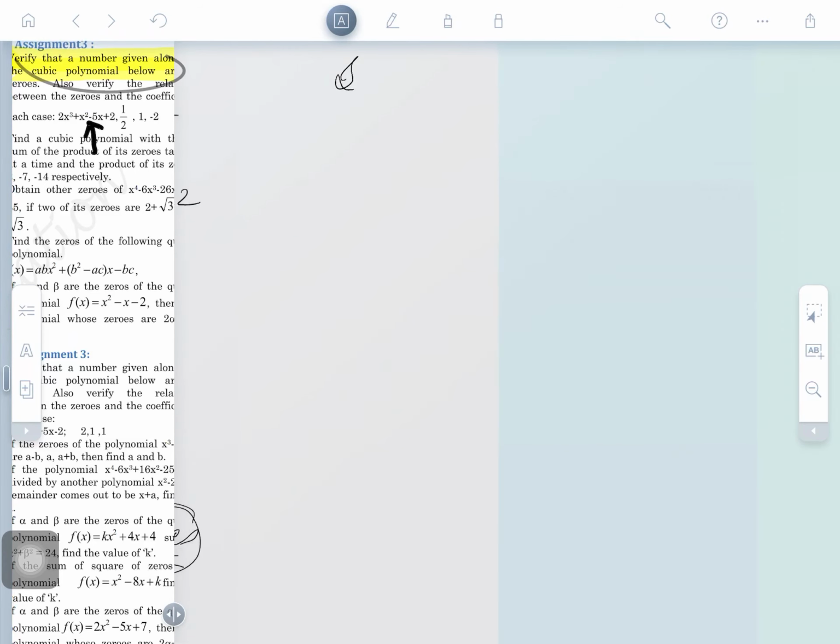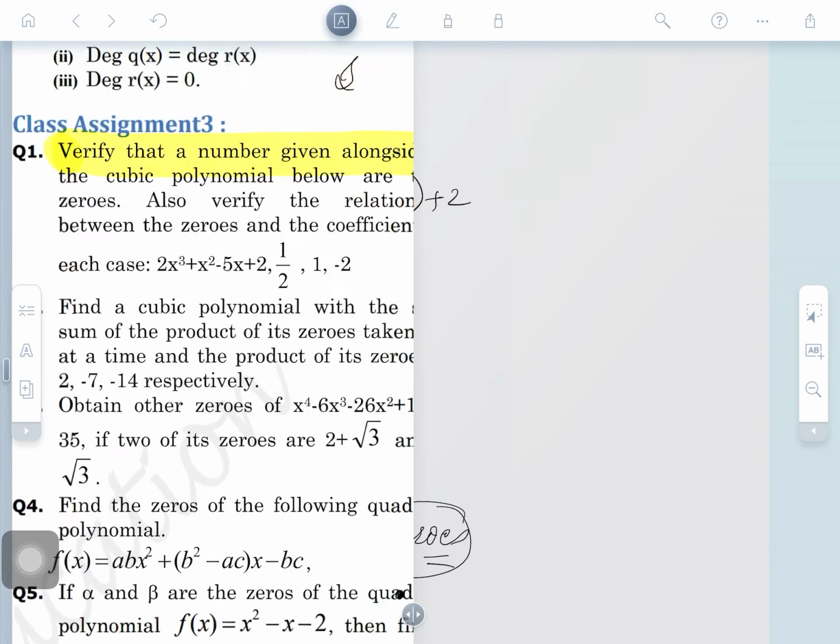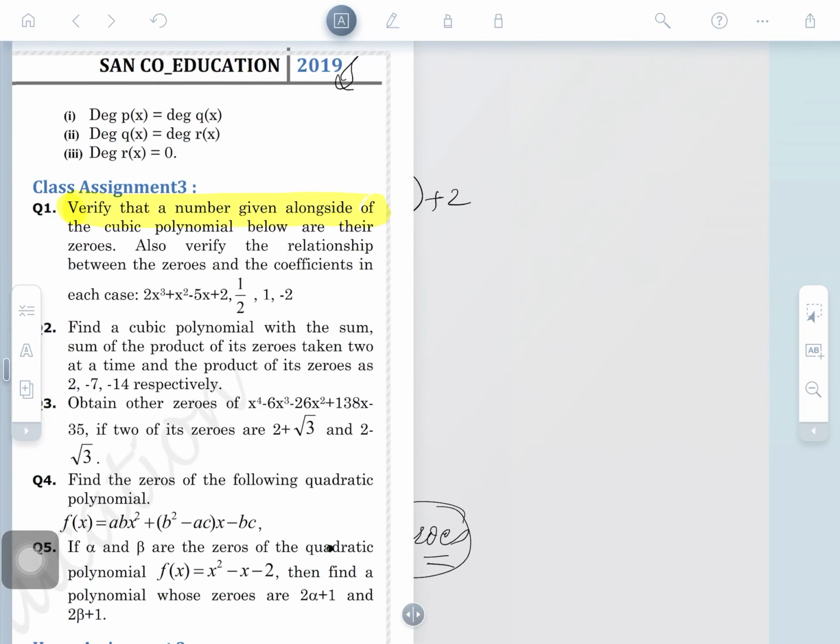Now, see the next. Okay, what is it saying? Now, what is the question? Second question. What is it saying? Find a cubic polynomial with the sum and the difference. So, another relationship also is to be given in this.